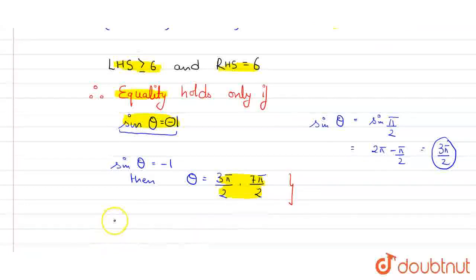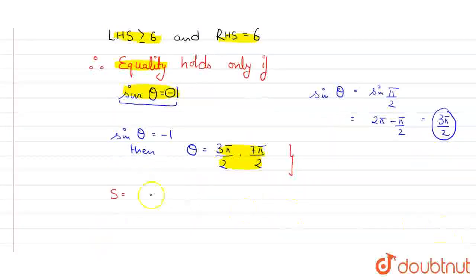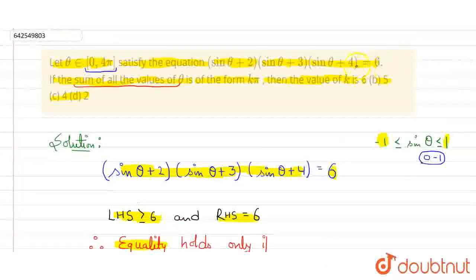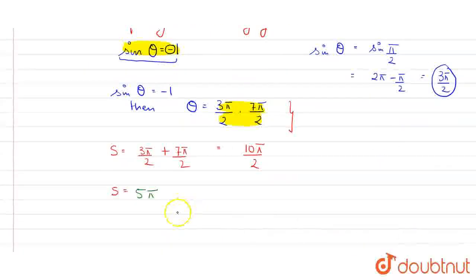So what will be the sum? Let S be the sum. The sum will be 10 pi by 2, which equals 5 pi. So let's look at the options. The answer is option B because it is 5, and I said that the sum will be in the form k pi. So pi and pi will cancel, therefore k is equal to 5, which is option B. Option B is correct.